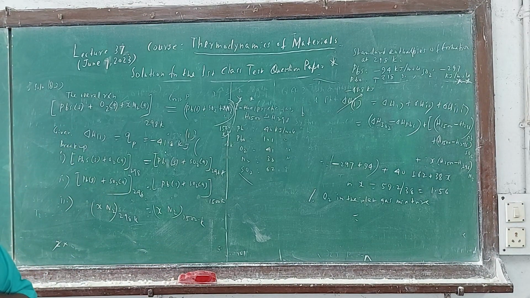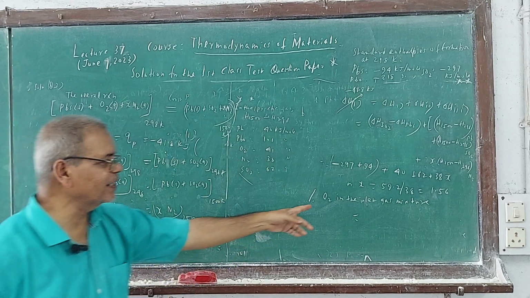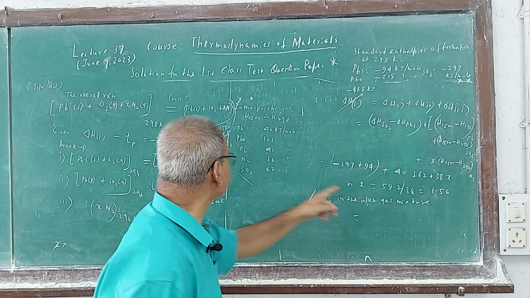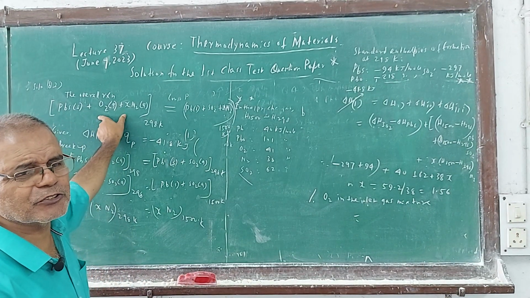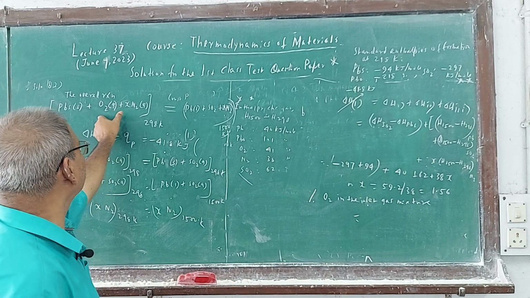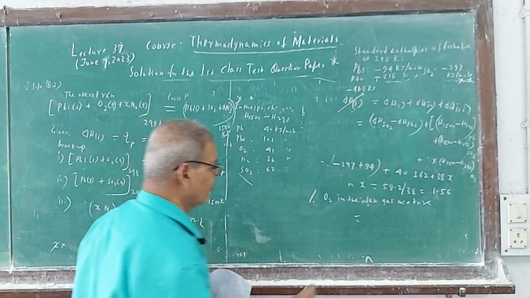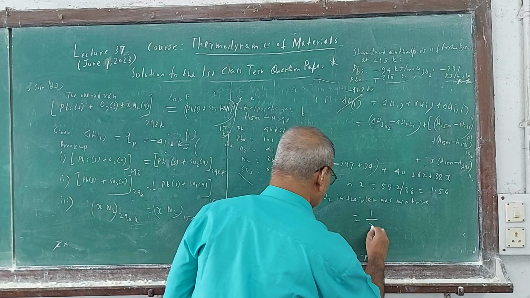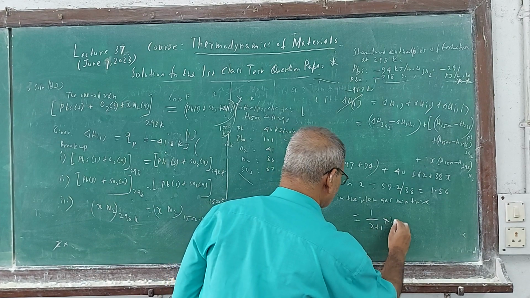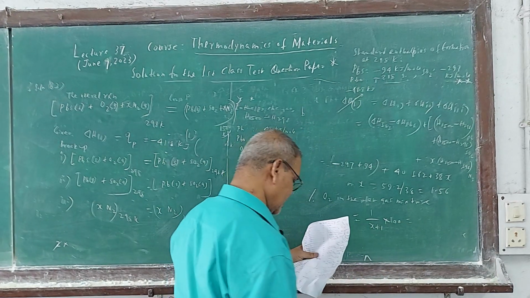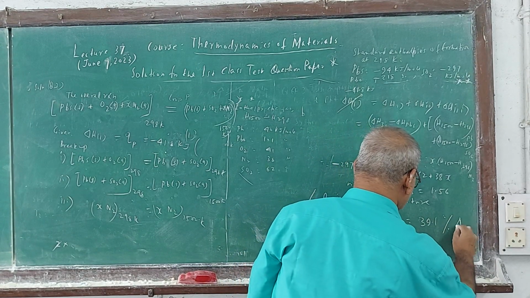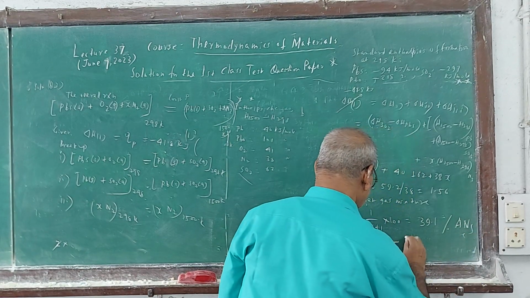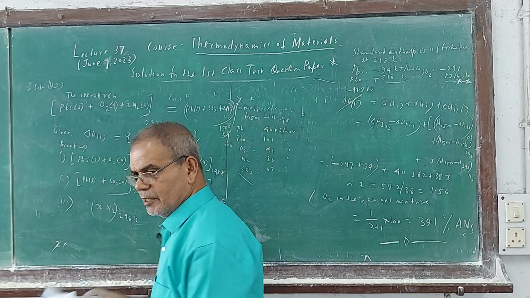Oxygen percentage. How many moles of oxygen in the inlet? 1 mole, sir. And the total, oxygen plus nitrogen, is what? X plus 1. Very good. 1 by x plus 1 into 100. The answer is 39.1%. The end.